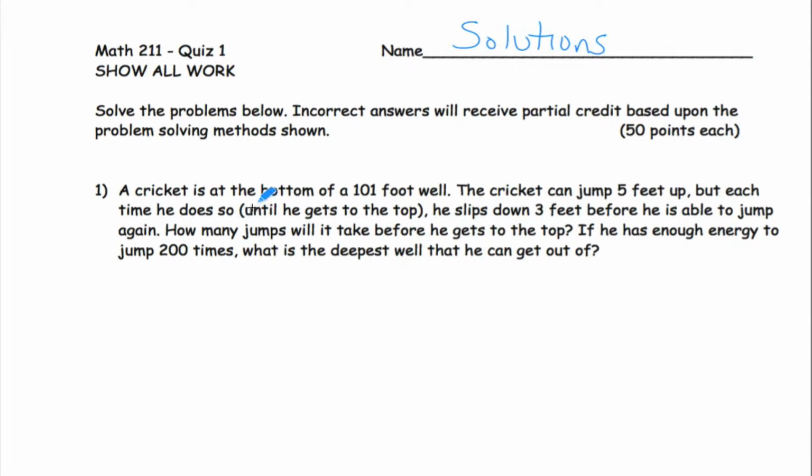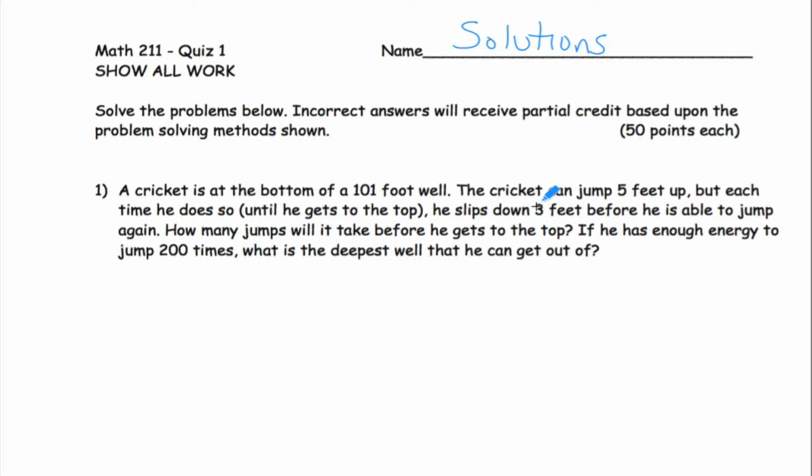You've got this cricket, he's trying to jump out of a well, and good news is he can jump 5 feet at a time, so that seems like it'll help him get out of the well, but unfortunately it's a slippery well. Every time he jumps up 5 feet, he then slips down 3 feet. So you might think about it like, all right, he goes up 5 and then he goes down 3, so each time he makes up 2 feet. So take 101 and divide it by 2 or something like that.